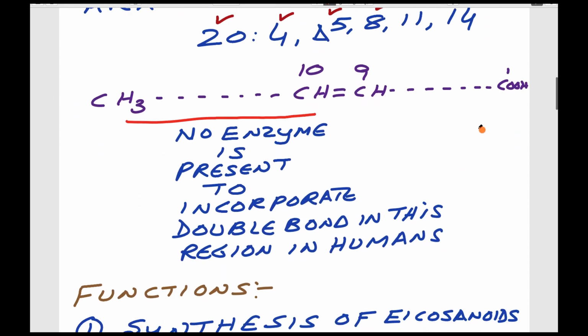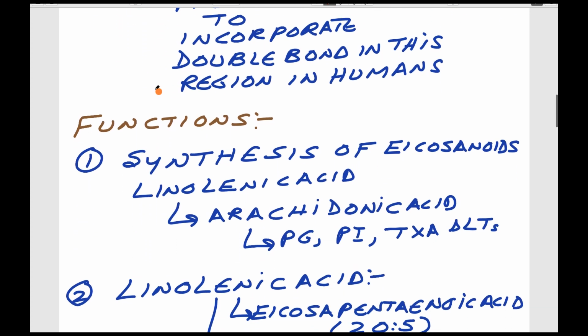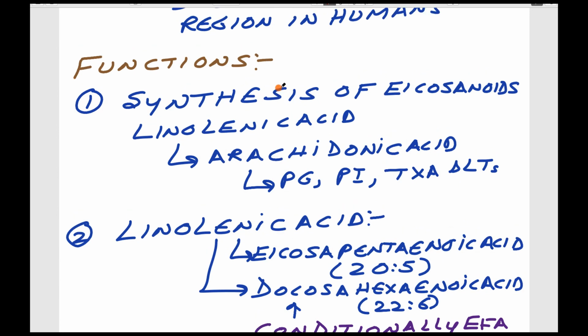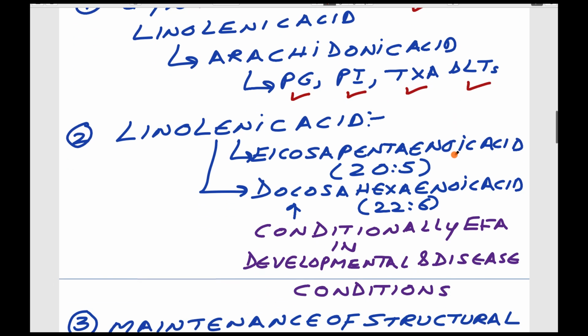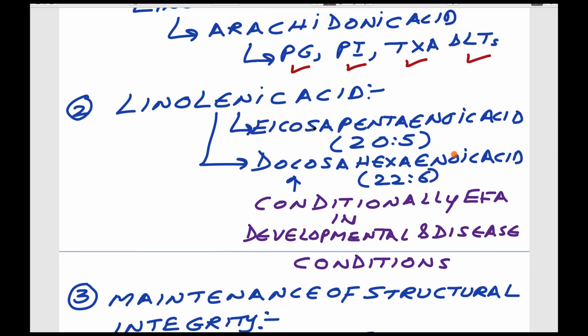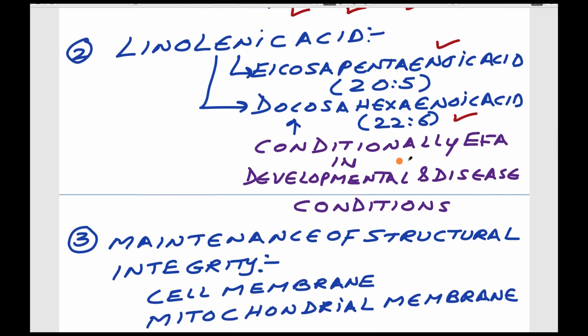Essential fatty acids cannot be synthesized in human cells. The reason is there is no enzyme which can incorporate double bonds between the existing double bond and the methyl carbon. That is the reason essential fatty acids need to be supplied in the diet. Let us sum up the functions. The first is synthesis of eicosanoids. From arachidonic acid, prostaglandins, prostacyclins, thromboxanes and leukotrienes can be synthesized. From linolenic acid, eicosapentaenoic acid and docosahexaenoic acid are synthesized. Docosahexaenoic acid can be called a conditionally essential fatty acid in developmental and disease conditions.